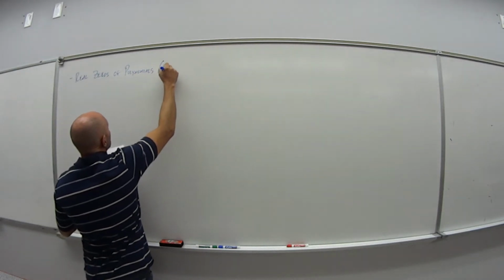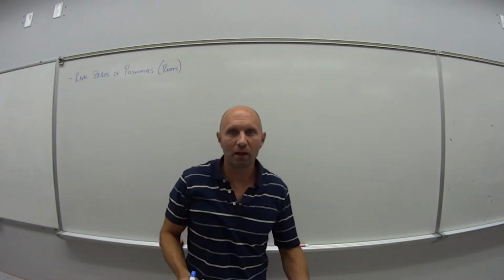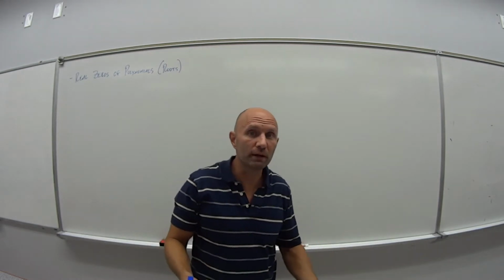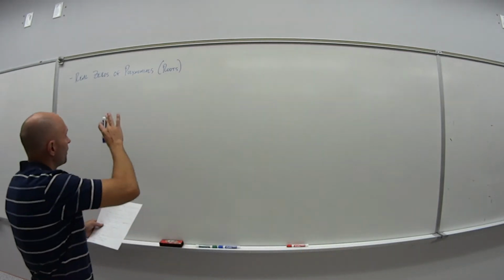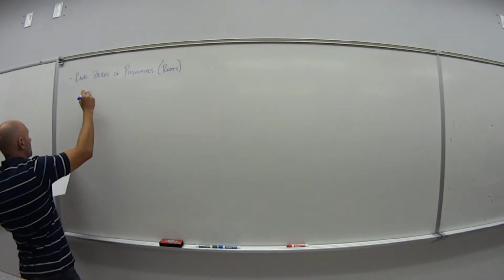Another way that you might hear this called is the roots. The roots of a polynomial, the zeros of a polynomial, the real zeros of a polynomial, all reference the same thing. We have the following definition.